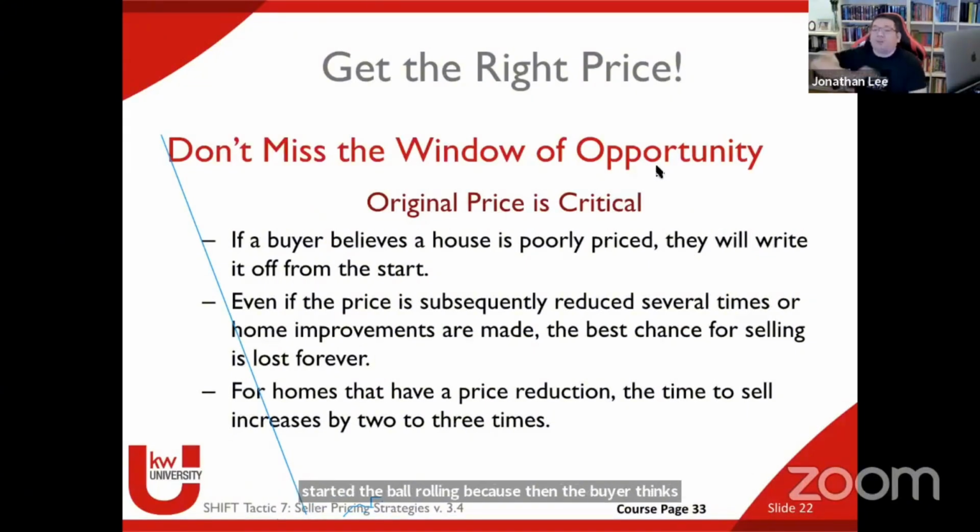But if you price it correctly in the beginning, it's different. The conversation is very different, right? For homes that have price reductions, the time to sell increases 2 or 3 times. Because why? You already alerted the market that this is not priced correctly. When it is priced correctly, you have more appointments, more viewings. You increase the possibility and the chances of selling, right?